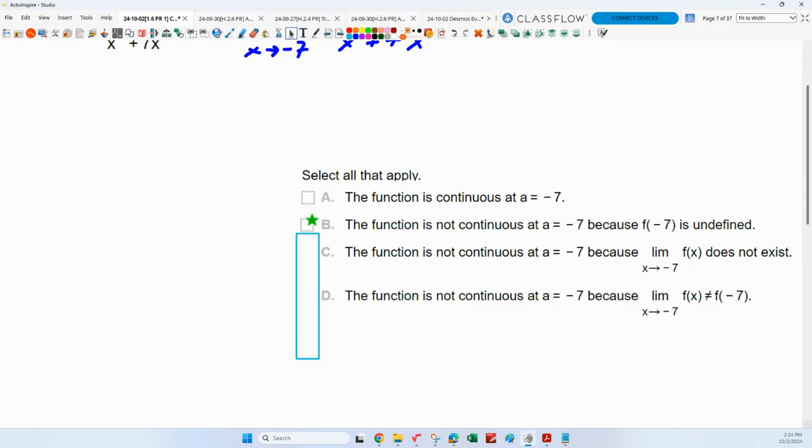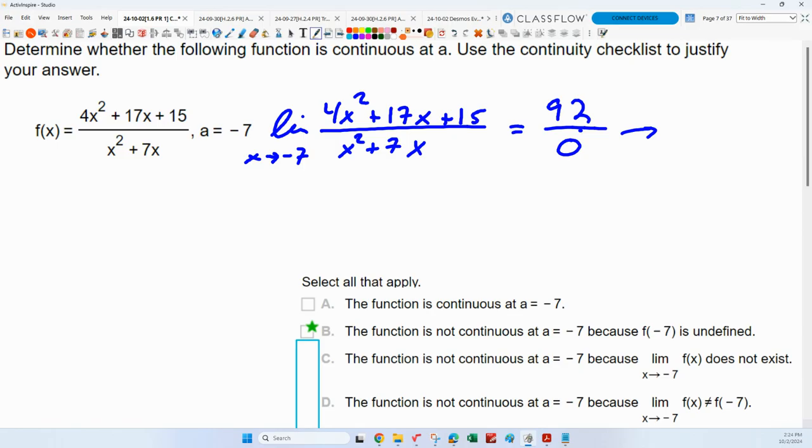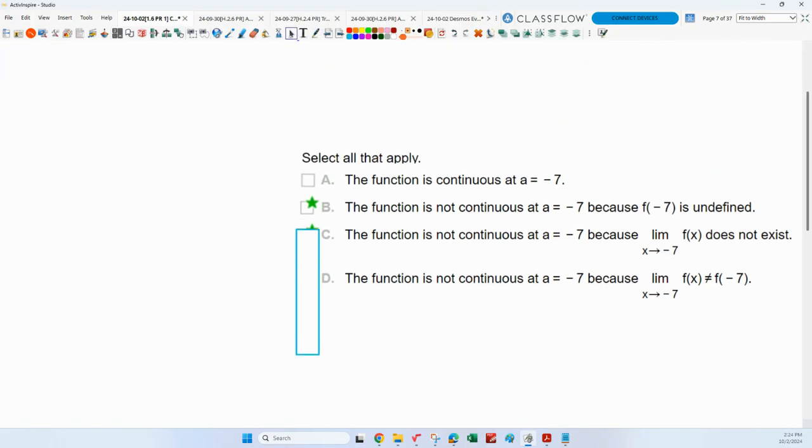Because when we evaluate the limit directly, what did we get? We got some number, which was what, 92 you said? 92 over 0, which means vertical asymptote, right? No limit, okay? Question? Okay. So the function is not continuous because the limit doesn't agree with the function. Well, obviously that one, that's a freebie, right? If either B or C was checked, D had to be. That's the third test, right?